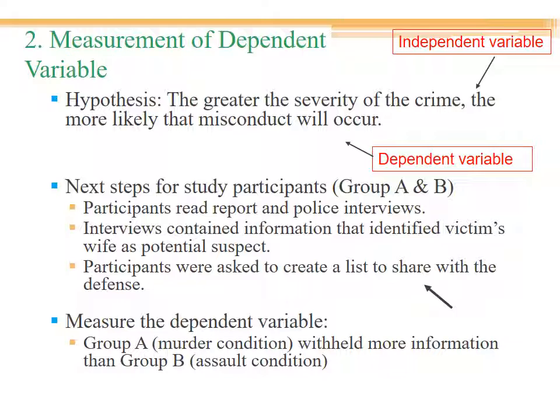The murder condition group would withhold more information than the assault condition group, specifically those questions pointing to the victim's wife as a potential suspect. So their hypothesis was correct. The more severe the crime, the more likely that misconduct would occur.